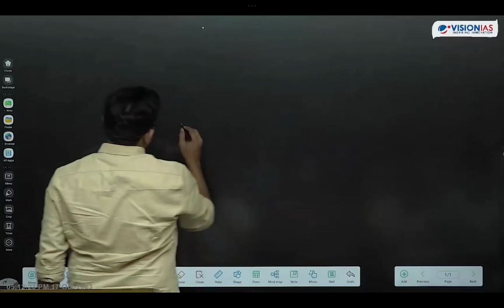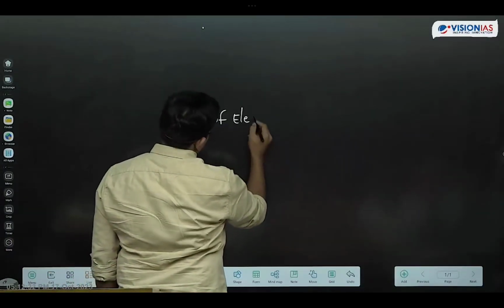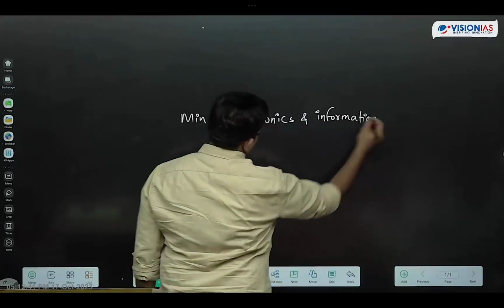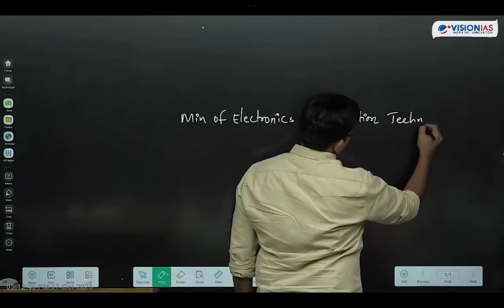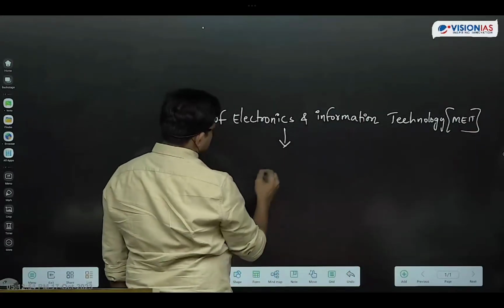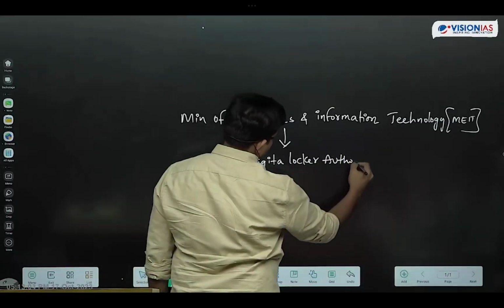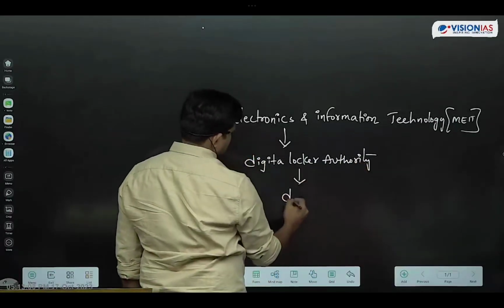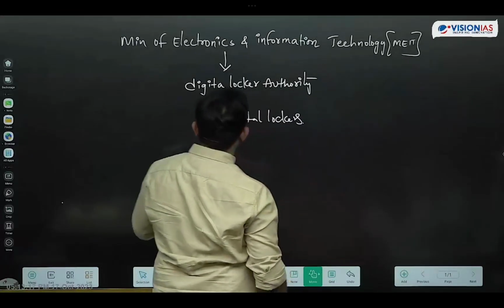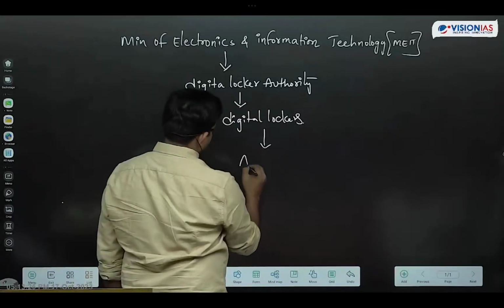Make a note of this. Ministry of Electronics and Information Technology. Under this, the Digital Locker Authority was established. Under this, we have launched digital lockers.